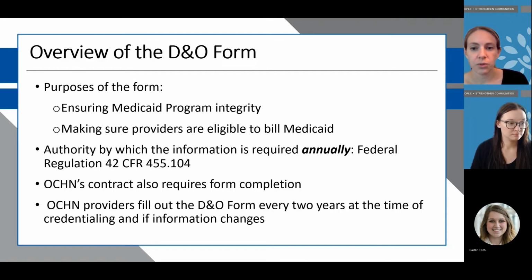The D&O form is required at the time of initial credentialing, which occurs prior to joining OCHN's provider network, and every 2 years at the time of the provider application. The attachment D of the provider contract that OCHN has with our organizations also indicates that updated information must be submitted to OCHN within 35 days of any changes to this information.